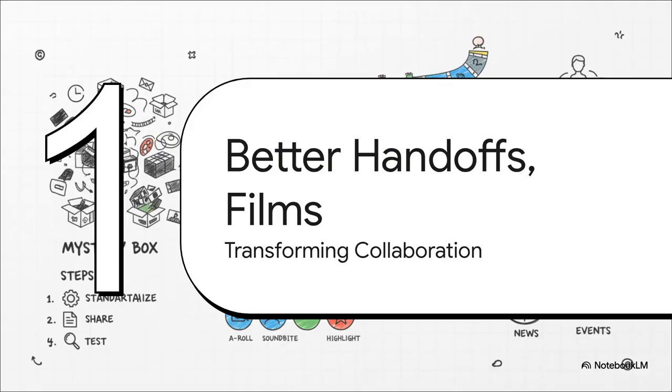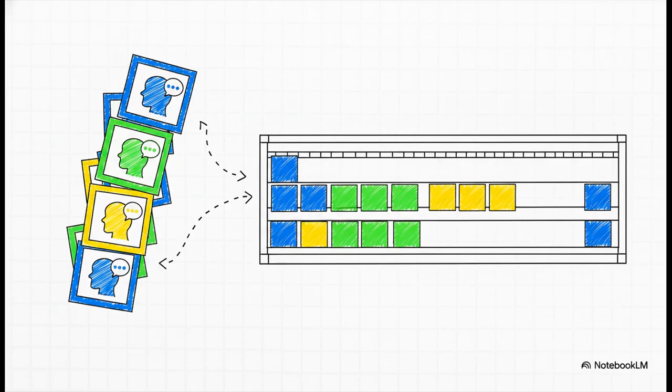So what's the big payoff here? Why bother? Because a better handoff isn't just about saving time. It's about making a better film. It's about fundamentally changing how your team collaborates for the better. For instance, imagine you're working on a documentary.